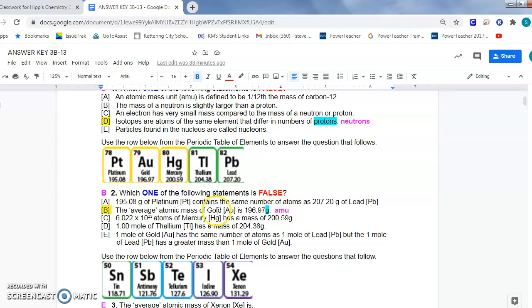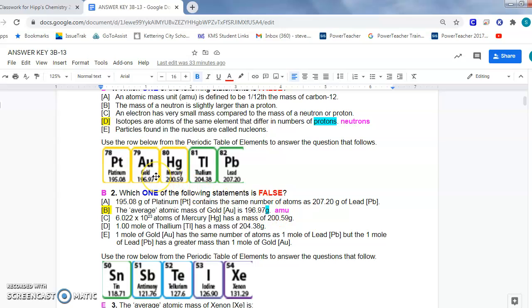The average atomic mass of gold's right here. The average atomic mass of gold is 196.97, and it says grams there. Wait a minute. Atoms are not massed in grams. Atoms are massed in AMUs. AMUs are based on 1/12 the mass of a carbon-12 atom. So that letter B is definitely false.